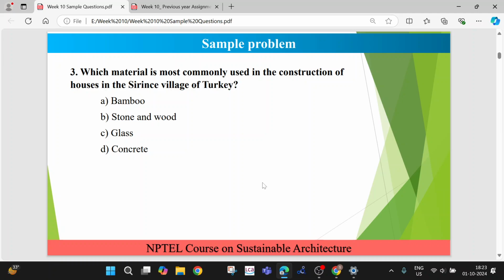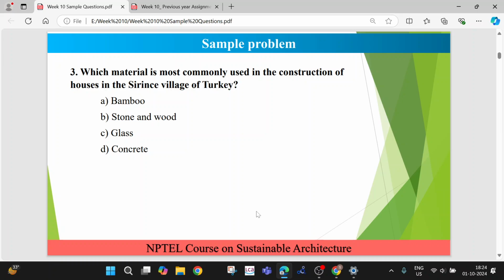Which material is most commonly used in the construction of houses in the Syrian village of Turkey? Bamboo, stone or wood, glass or concrete? So all of you give your answers in the chat box, and if somebody has some sort of doubt with the answers and the explanation, then we can discuss it in detail for the particular question. Otherwise, I will be moving to the next question. So anybody finding some sort of query, they can ask directly in the chat box, or by unmuting their mics.